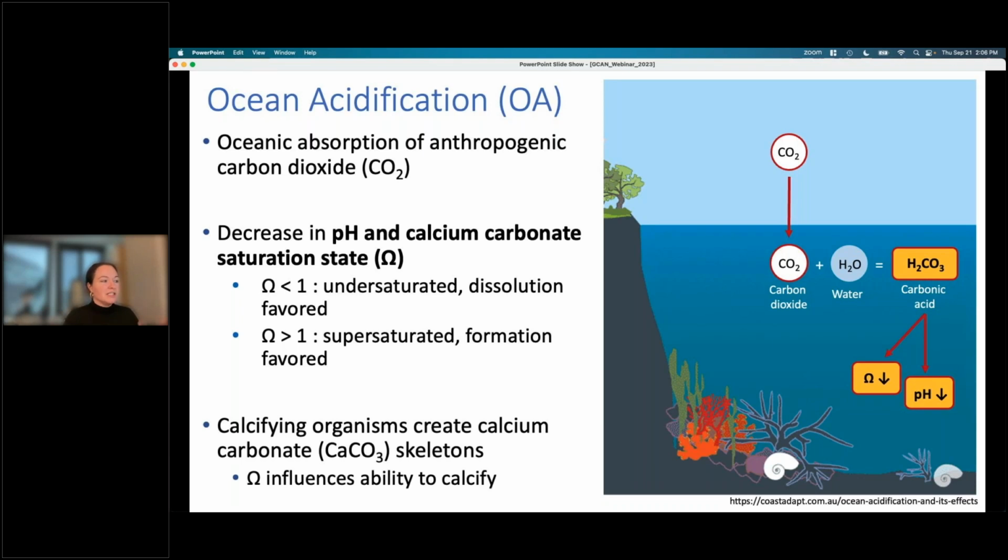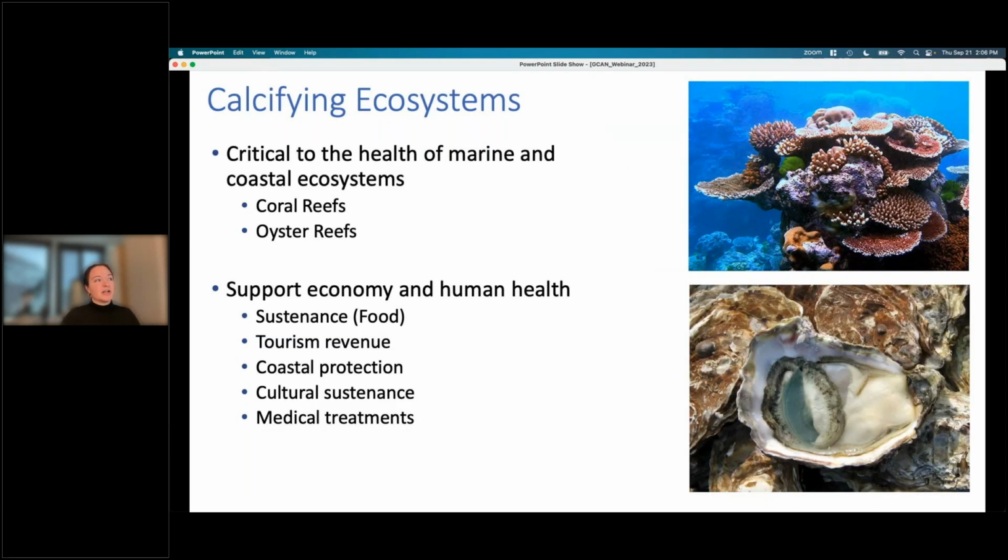Calcifying organisms in the ocean create their skeletons and hard parts from calcium carbonate minerals, and therefore changes in the saturation state and pH driven by ocean acidification can influence or affect their ability to calcify and create their hard skeletal structures. These calcifying ecosystems are critical to the health of both marine and coastal ecosystems.